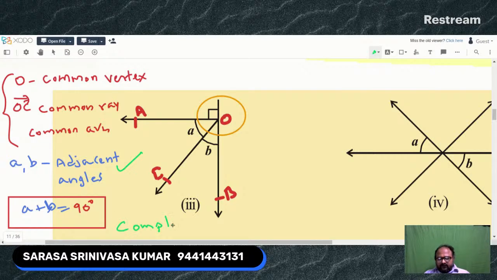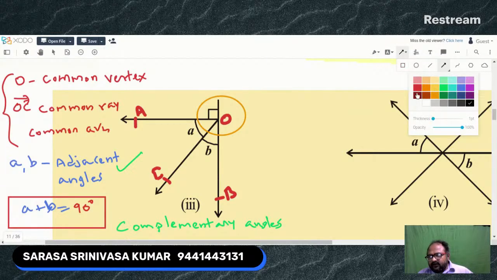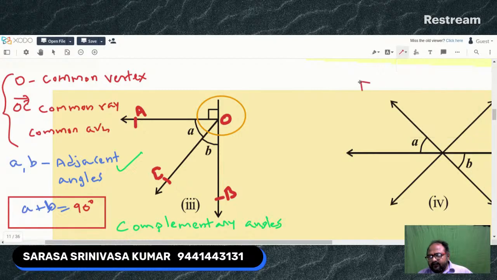Why? Because the sum of the two angles is 90 degrees. These two are complementary angles. Angle A and angle B are 90 degrees. So how can you say that the sum of these two angles is equal to 90 degrees? Why? Because it is given here, this part is 90 degrees. So the sum of the two angles is also 90 degrees.